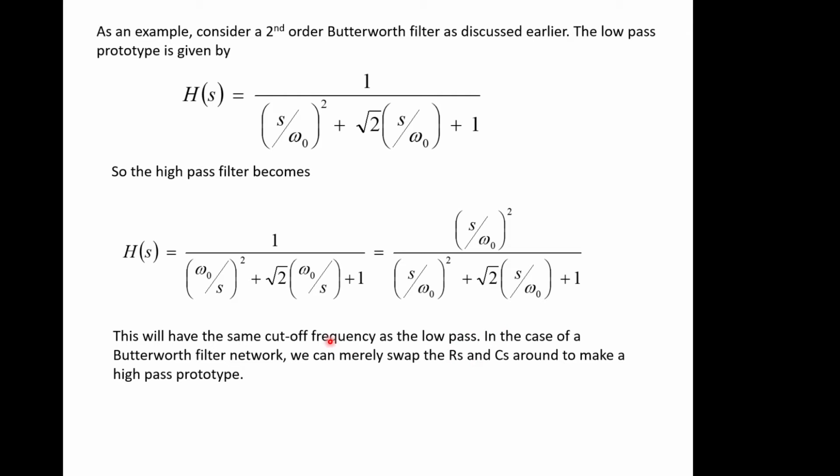And the nice thing about the Butterworth filter is that once you've designed a low pass filter, if you want the high pass filter, this is a shortcut: all you do is swap the R's and the C's around, and we'll see what that actually means. You can't do that with other types of filter, unfortunately, but you can with the Butterworth.